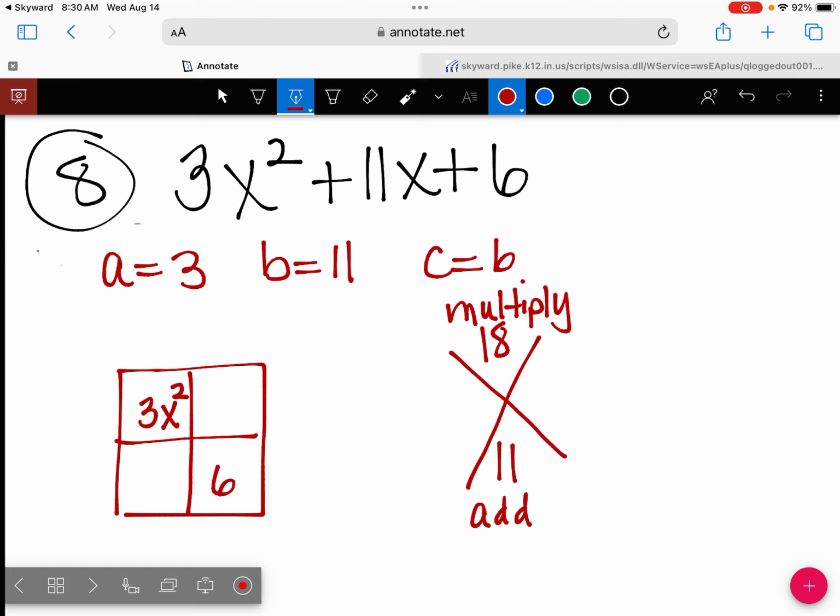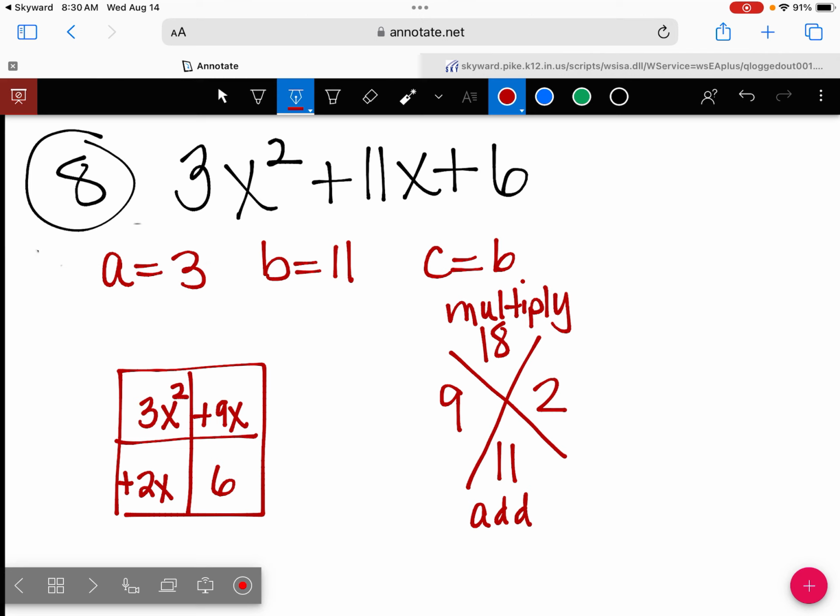Okay, that's a lot of you. All right, that's good. Anybody want to volunteer those numbers? Isaiah. Positive 9 and positive 2. So you're going to put a positive 9x and a positive 2x.